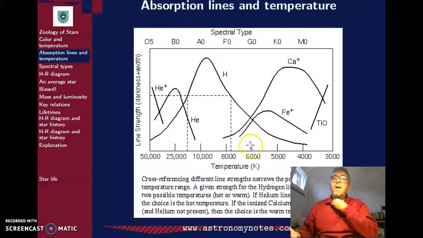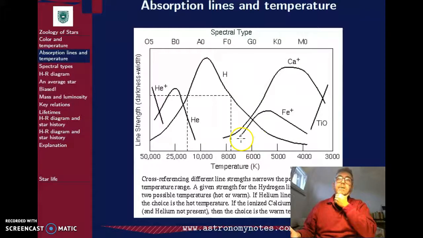Well, at 6000 Kelvin, we would see lines of hydrogen, which is this plot here, lines of ionized iron, and lines of calcium. All these three lines would have more or less the same prominence, the same strength, meaning that there is more or less the same amount of ionized calcium, ionized iron, and hydrogen in those stars.